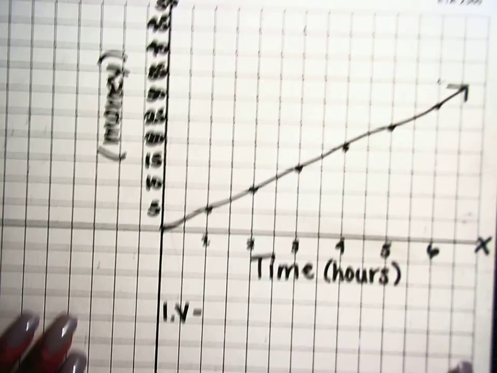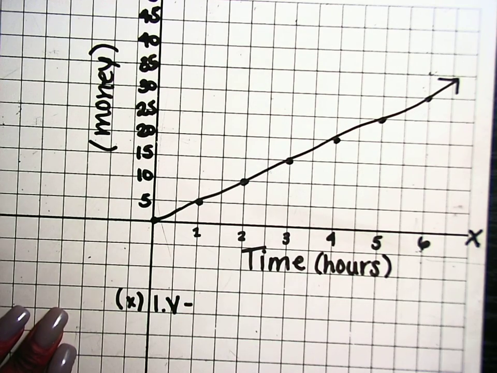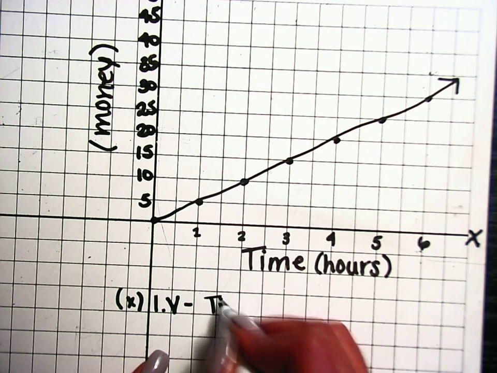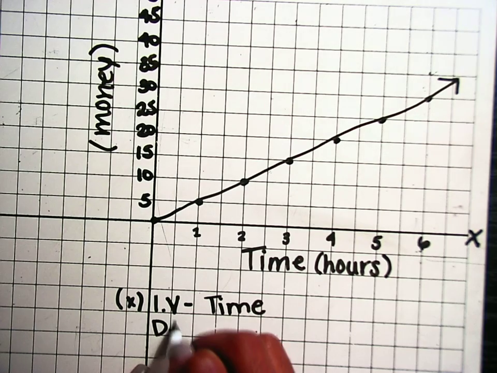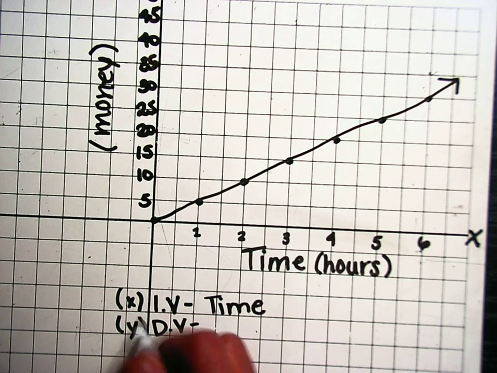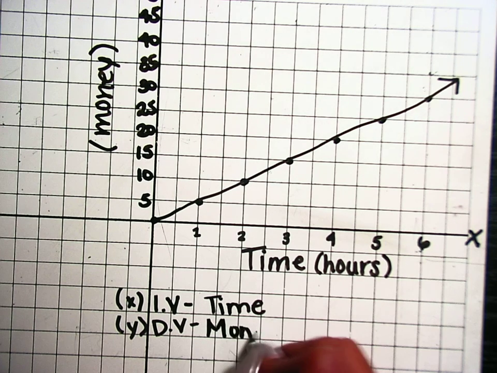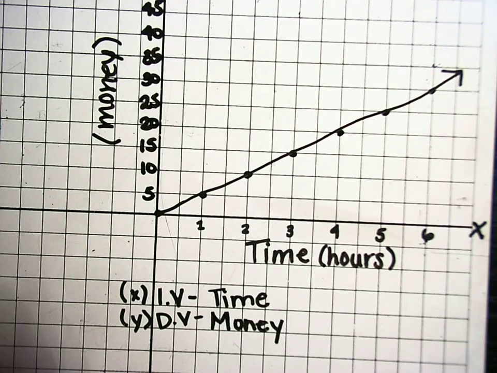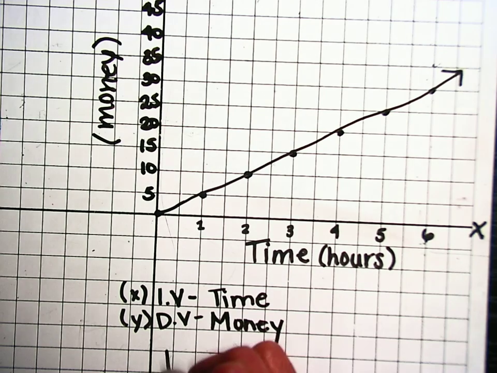I'm going to label my independent variable. And remember, independent means x. So my independent variable, it's already on my graph for me, is time. Time depends on no one. And my dependent variable, which is y, is money. Is this a function? Absolutely. Why? Because it passes the vertical line test. So it is a function.